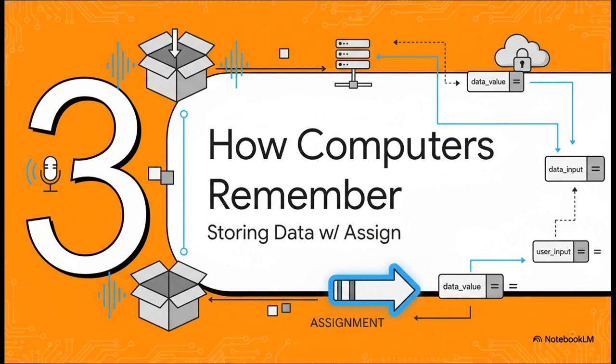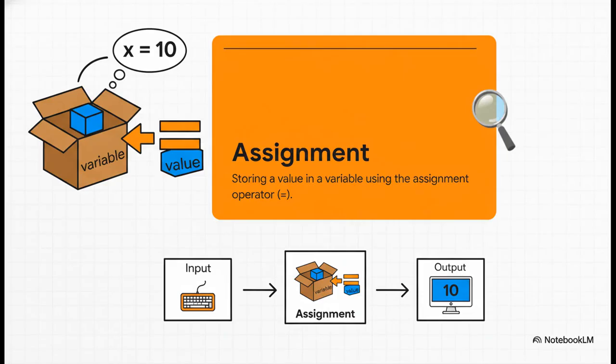Once the computer listens and gets that piece of data, it needs a place to put it, right? Otherwise, it would just vanish. And we do this with something called an assignment. So, an assignment uses the equal sign. Now, this is absolutely crucial. In programming, the equal sign does not mean "is equal to" like it does in math class. Nope. Here, it means store this value.